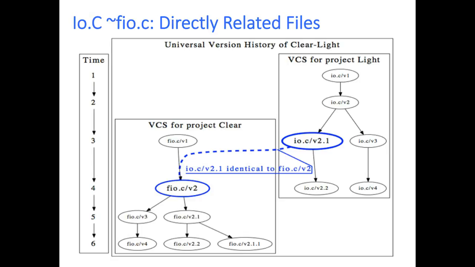So this illustrates, for example, one project, project Clear, that perhaps uses ClearCase, and project Light that uses maybe Git. And we have a version tree of io.c in project Light and a version tree of fio.c in project Clear. Now, each version control system keeps track of versions of these files, but if we extract that information and put it in the database, we can detect that version 2 of fio.c is exactly the same file, the same string, as version 1 of io.c. So if this happens, we link these two version histories into a single one and collect the information for both of them. And we found that this approach works quite well in heavily branched code.